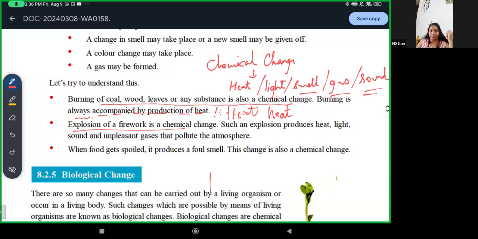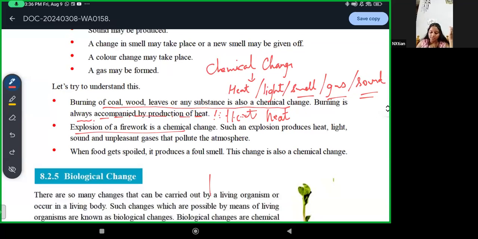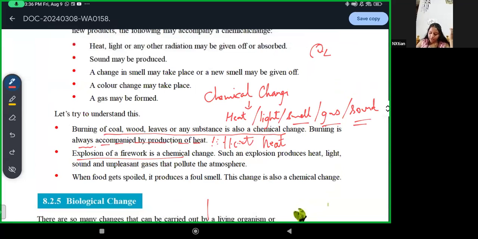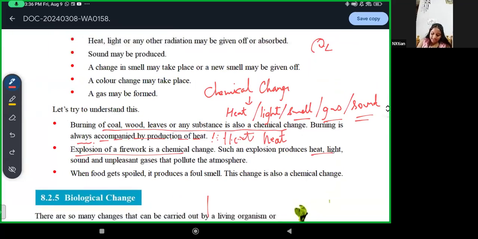Now, when a firework takes place, a lot of things are produced. We have heat, light, sound, gases. Everything is produced as the end result when a firework explosion takes place. Then when food gets boiled, it produces a foul smell. Also a chemical change. This is the end result which also happens along with the chemical change. All right, so till here, any questions?